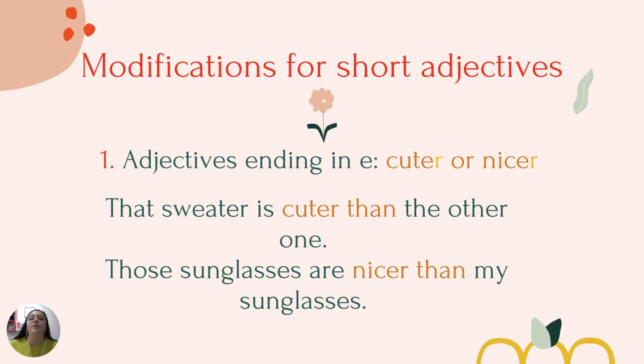However, you have to know that we may have some modifications for short adjectives. Number one is adjectives ending with the letter E, such as cute or nice. In that case, remember that we had to add the letters er, right? But since with the adjectives cute and nice we already have the letter E, you just add the R, okay? For example, that sweater is cuter than the other one, and those sunglasses are nicer than my sunglasses.